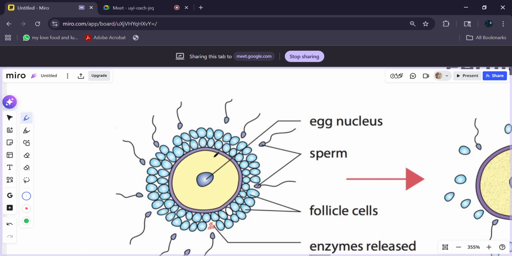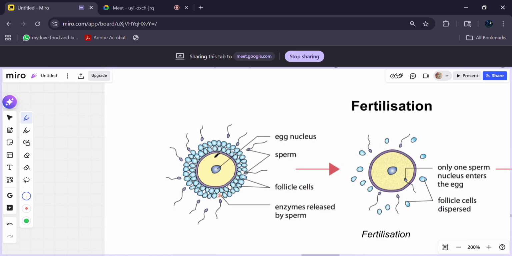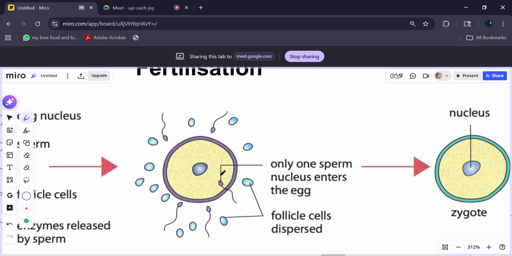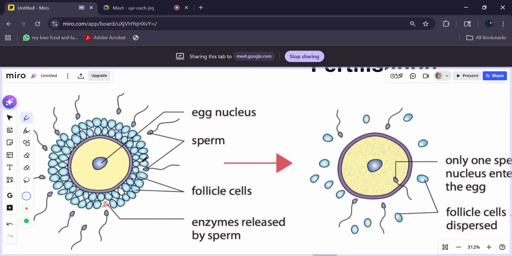And now the semen travels through the vagina, through the uterus and the oviducts, arriving at the egg cell. Now it is the egg cell that the sperm come to. Despite the fact that many sperm come, only one sperm enters the egg cell.